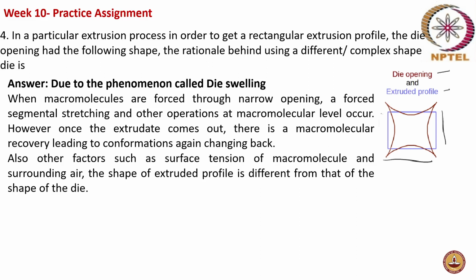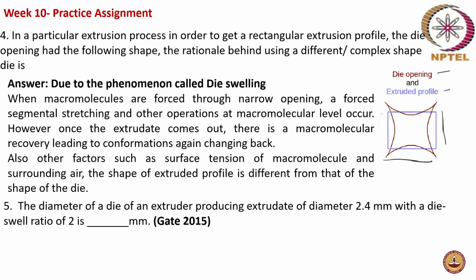There are also other factors such as surface tension of the macromolecule and the surrounding air that lead to the fact that the shape of the extruded profile is different from that of the die. So in order to get a particular profile, the shape of the die cannot be the exact same. For example, for a rectangular profile of particular dimension, you have to have a different profile. You have to understand the macromolecular behavior and then design the opening such that you get the required profile because of the phenomenon of die swelling that is happening in extrusion.